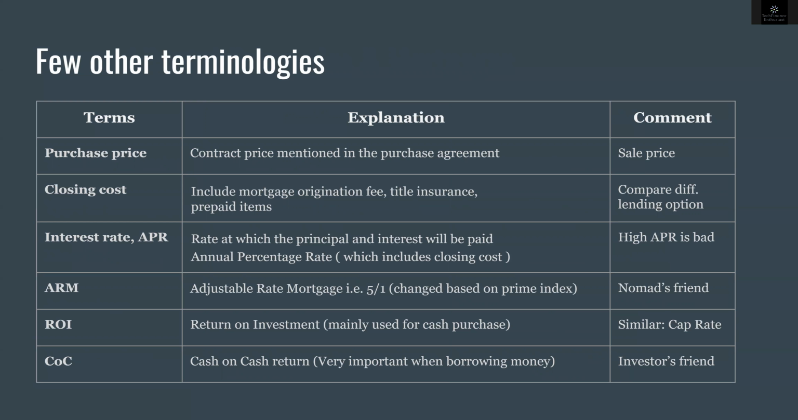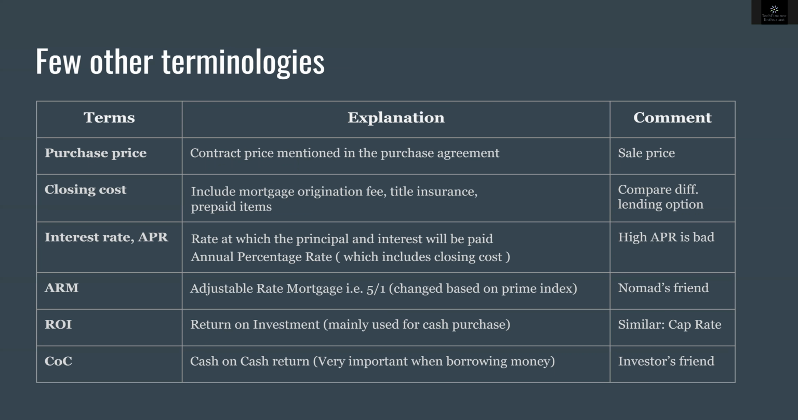The problem is that different lenders charge different rates or closing costs. For example, you can consider the mortgage origination fee or discount points. So if one lender charges more closing cost or origination fee, that means the APR would be higher. And if the APR is high, that means the actual payment you need to make might be higher.